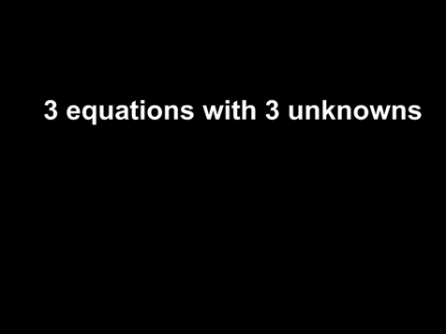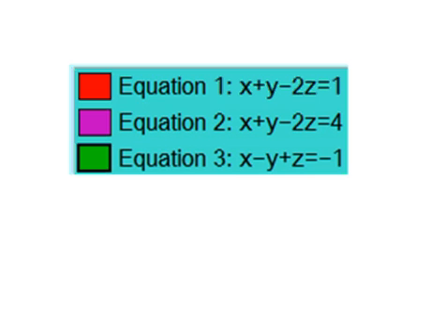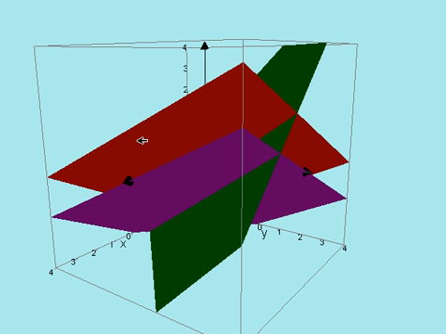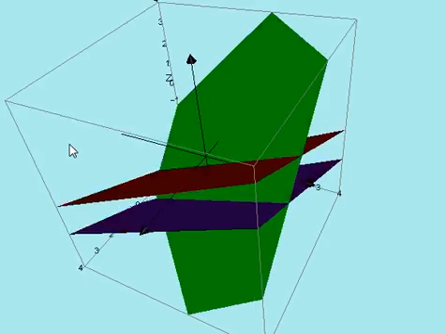In this video we'll look at what happens when we have three equations with three unknowns. With the first example of these three equations here. Now remember that an equation with x, y and z can be expressed as a plane in three-dimensional space, and if we were to graph those we end up with this image here. So we can see the three planes there.